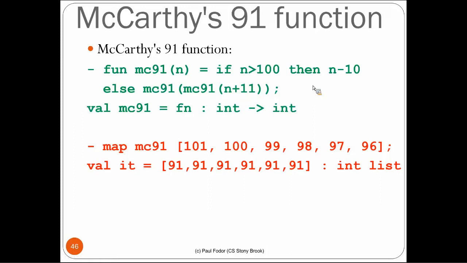The easiest would be 98, because n is less than 100, so McCarthy of 98 is McCarthy of 98 plus 11, which is 109. And that will be McCarthy of 109 minus 10, which is McCarthy of 99. So for every integer less than 100, McCarthy of that integer will be equal to McCarthy of the next integer. So McCarthy of 98 is equal to McCarthy of 99. And then applying again to McCarthy of 99, that will be equal to McCarthy of 100, which will be equal to McCarthy of 101, which will be equal to 91, because it's the base definition above.